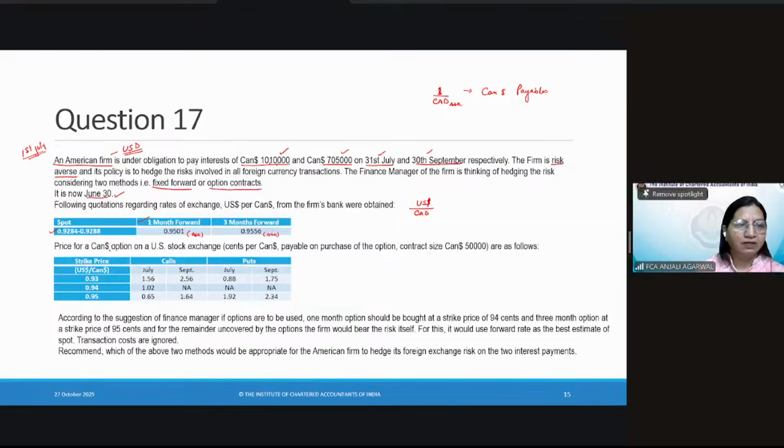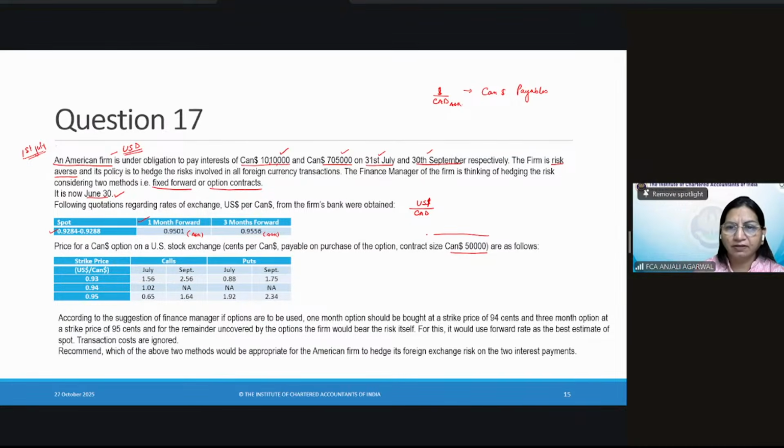Okay. The price of the Canadian dollar option on a US stock exchange, in cents per Canadian dollar, payable on purchase of the option. Contract size Canadian dollar 50,000 are as follows. So this is the contract size.